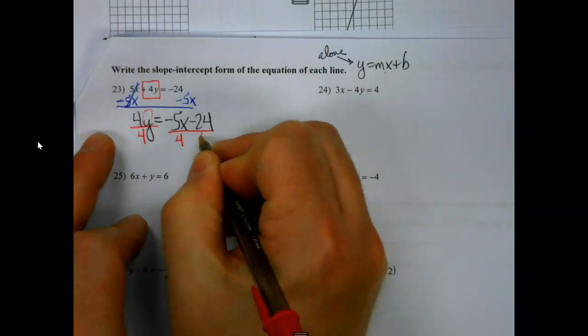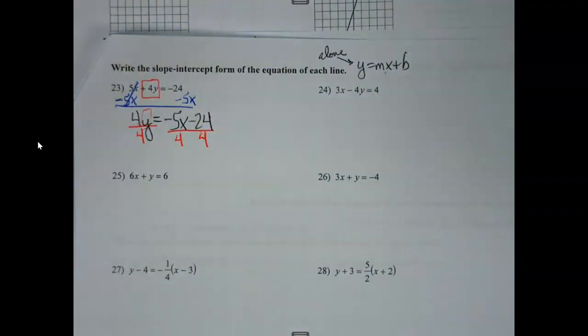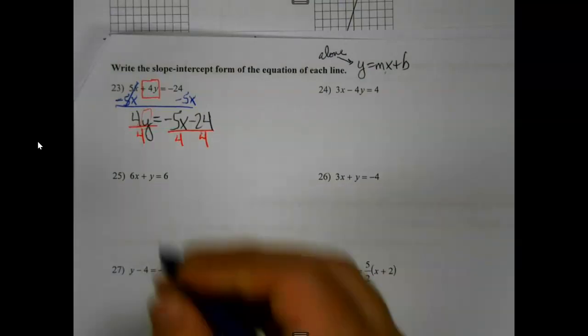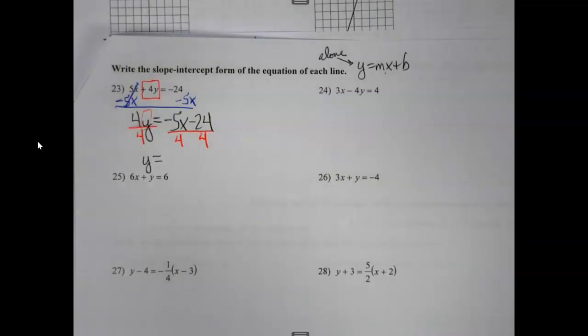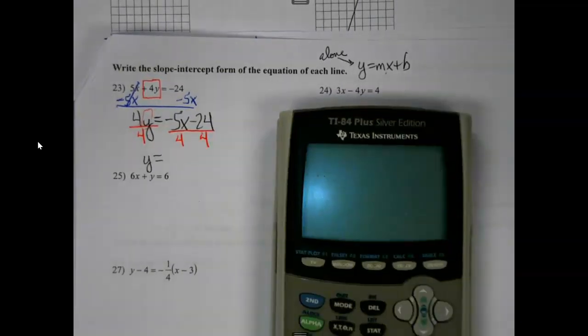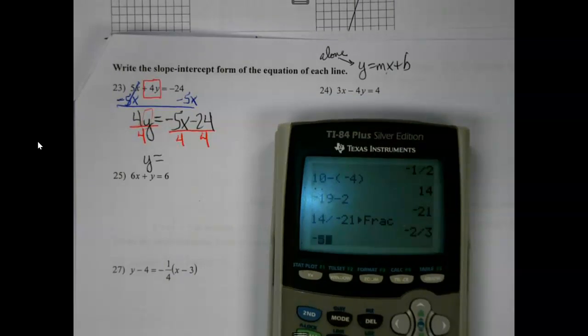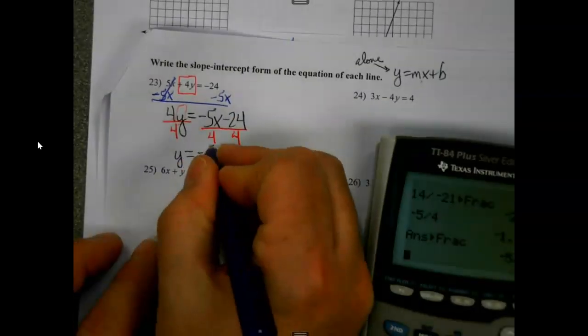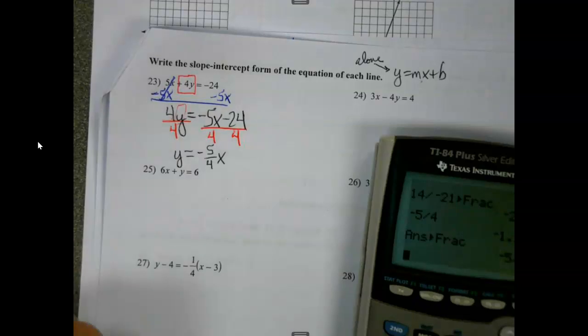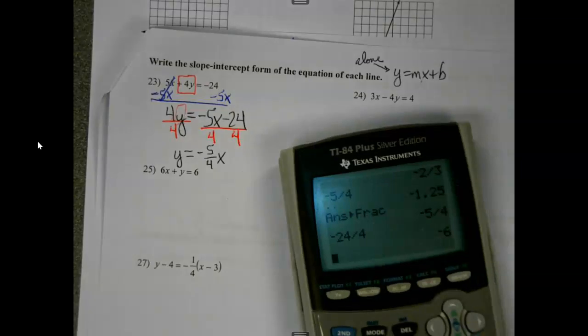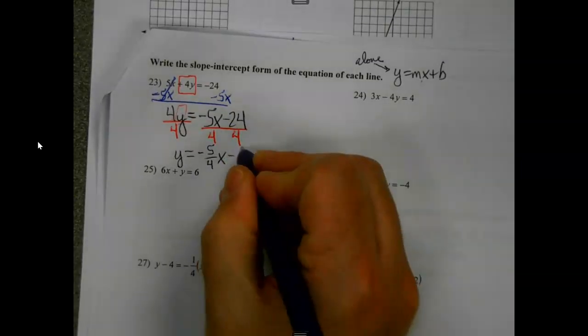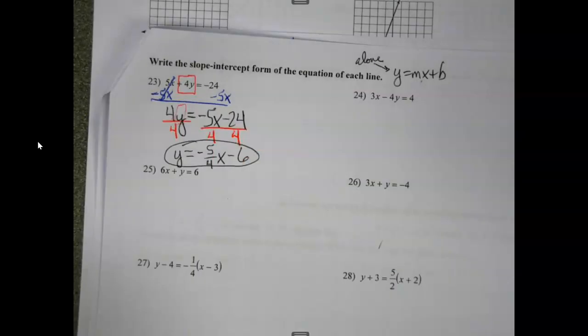Now, you're like, why are you doing it to every single part? Because I need to get it into y equals. I would want to be able to graph this. So if I get to this next part, negative 5 divided by 4 is a decimal. We're not doing decimals. So keep that as negative 5 over 4x. And then negative 24 divided by 4 is negative 6. And y is by itself.